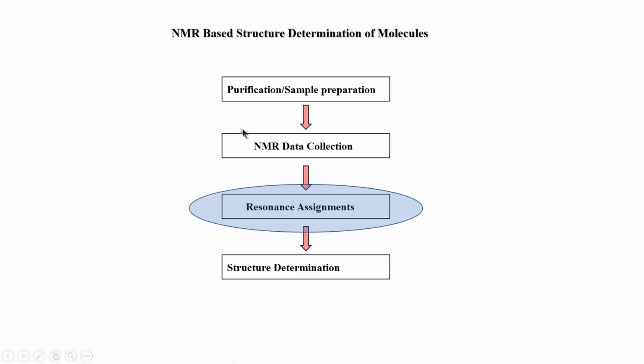We will now begin with how protein structures can be determined by NMR. Before we start looking at actual structure determination, the first step we have to do is called resonance assignments. This is the flow chart shown here for protein structure determination in general. We have gone through this step in the last few classes.